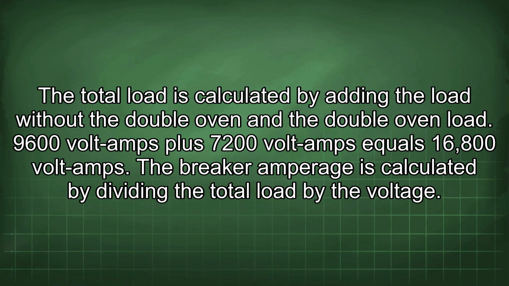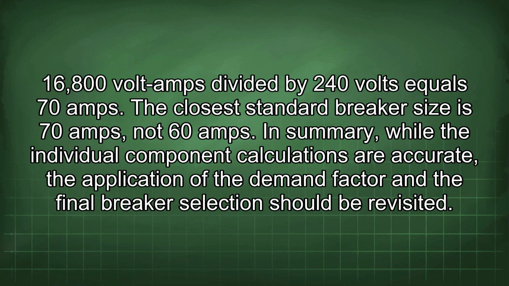The breaker amperage is calculated by dividing the total load by the voltage. 16,800 volt amps divided by 240 volts equals 70 amps. The closest standard breaker size is 70 amps, not 60 amps.